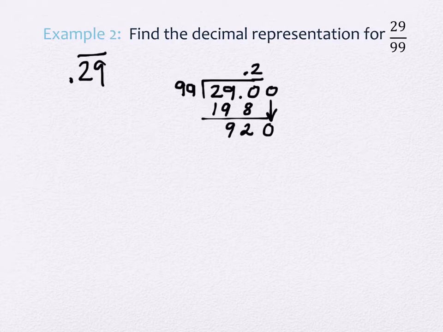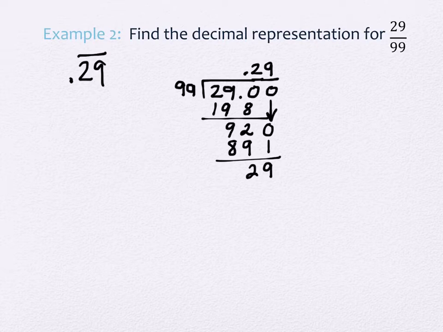Now I need 99 into 920. It is 9. Did you get that one? Okay. What is 9 times 99? 891. All right. And 920 minus 891? 29. So here's where the first repeat happens. And it happened 2 steps back.